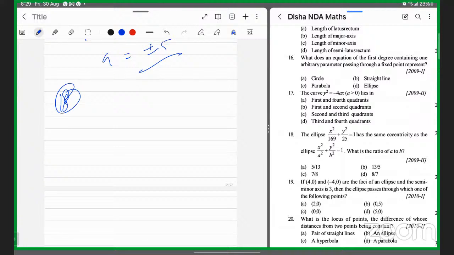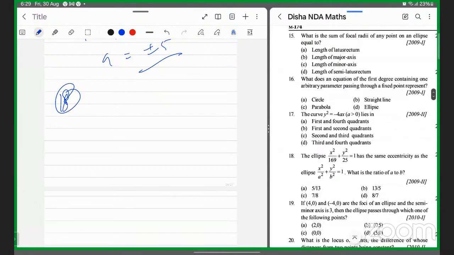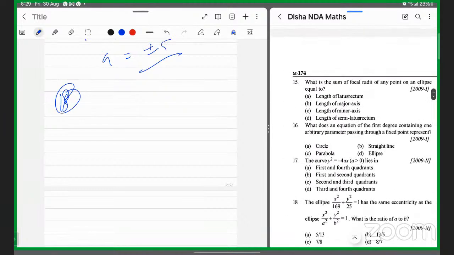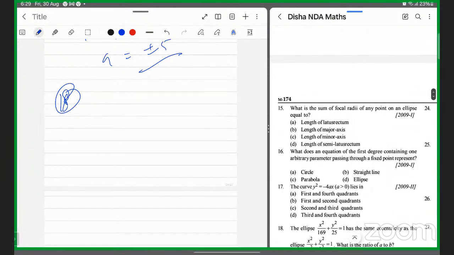So got the 18, B options. Now solve 17. Y square equal to 4x lies in which quadrants? Second and third, very good. Y square equal to 4x means left side, so second and third. C is the correct answer.